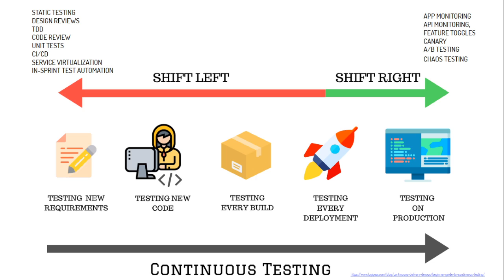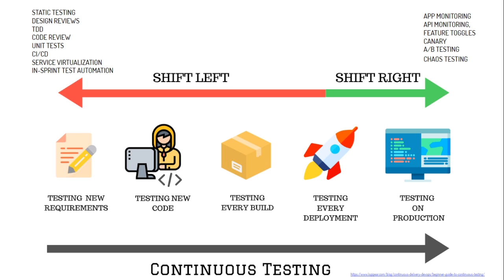There is also a concept called shift right, which basically talks about testing on production, right? So now I want to talk about how continuous testing, shift left and shift right fit in. Continuous testing equals shift left plus shift right, because continuous testing means you test throughout. I'll talk about a few activities that you need to do to achieve continuous testing, right?